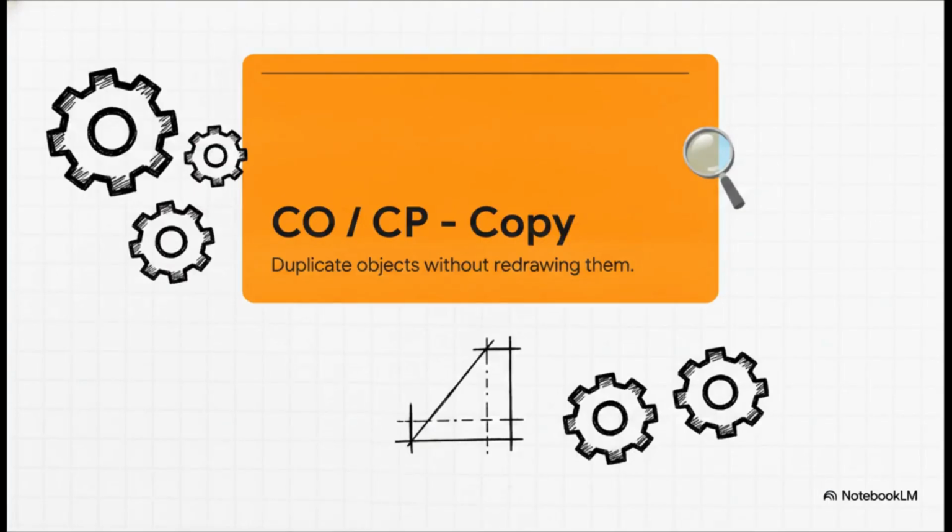Listen, if you take absolutely nothing else away from this section, please remember this one, CO or CP for copy. This is the ultimate time saver. It lets you duplicate objects without ever redrawing them. Seriously, if you've just spent 10 minutes perfectly drafting a really complex component, you should never, ever draft it again. Just hit CO or CP and stamp that flawless geometry wherever else you need it in your file.